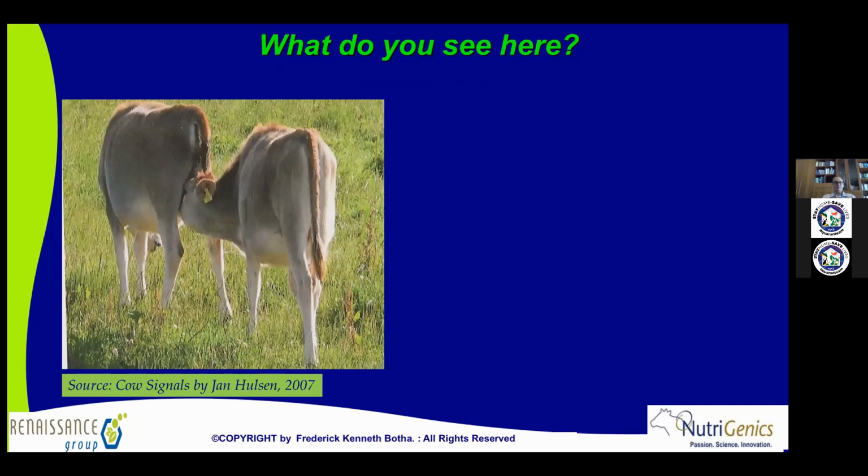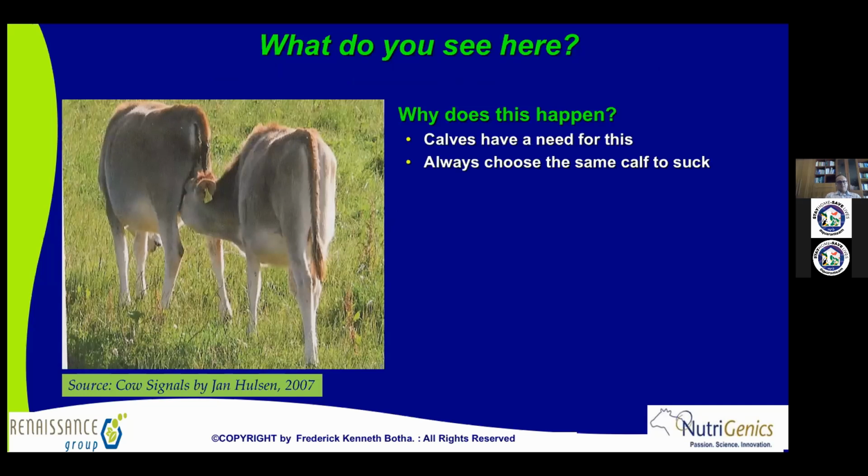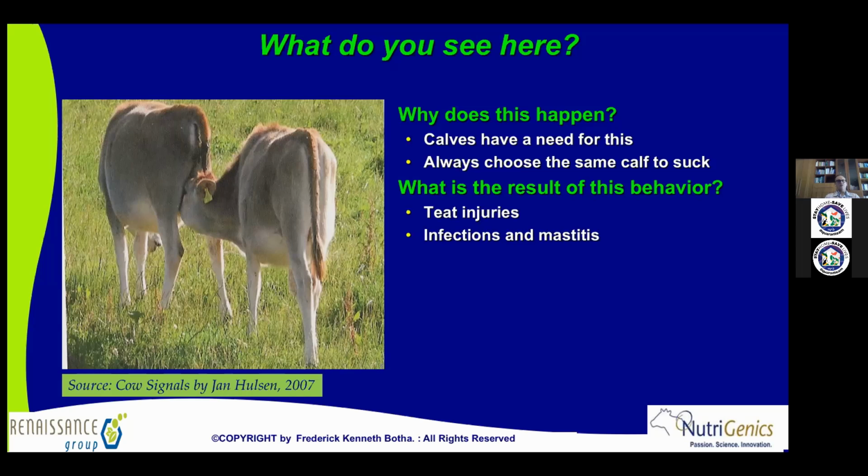If you walk around a specific pen and you see one calf suckling on another, why does this happen? We know that some calves do have a need for this, and most of the time it's the same calf doing it in a group. So the question is, will this behavior create problems on that specific farm?